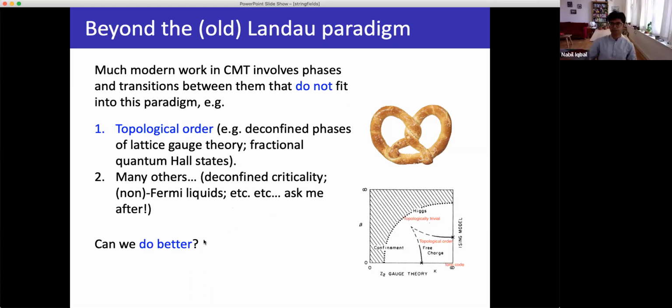So what this should suggest is it should beg the question, can we do better? Is there a larger framework that we can build that can enlarge the Landau paradigm to include things like this as well? That's the overarching question that I want to address, and I'm going to do that with a very specific tool.